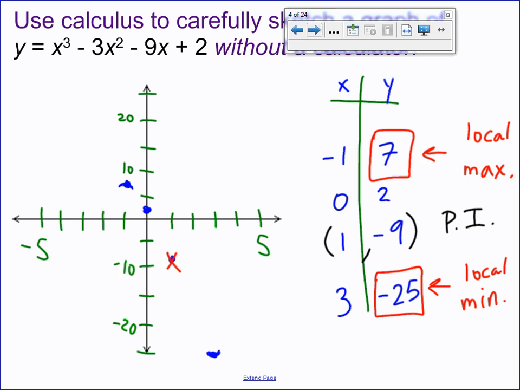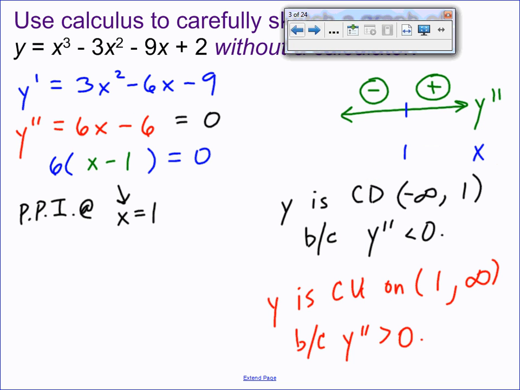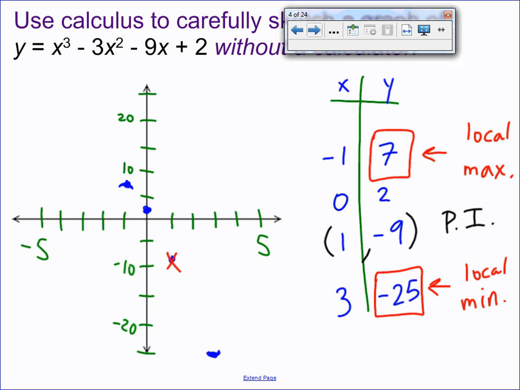We had change of curvature at my point of inflection at x equals positive 1. Before it, we were concave down. After, we're concave up. So concave down before and concave up after.